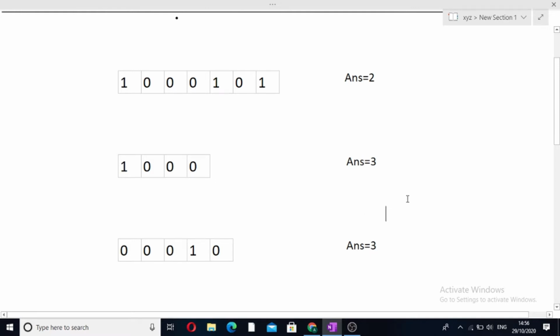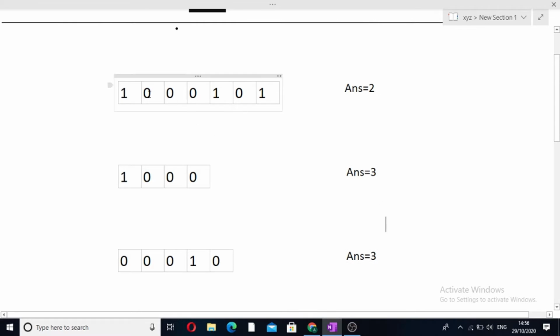So see, in total there are two ways. The first one is that Alex will be sitting in between two persons, and the second one is that Alex is sitting at either end of the row.